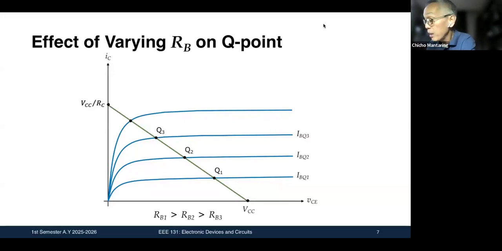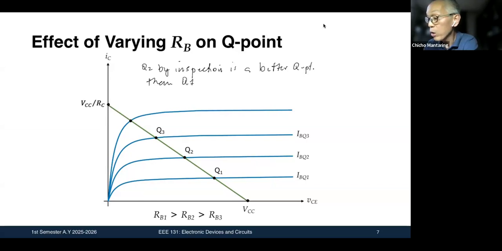So if we chose this as our quiescent IBQ, my Q point will be here. If I chose this as my quiescent IBQ, my Q point will be here. About this, my Q point will be here. So obviously, this is a better Q point than this or this. So Q2, by inspection, is a better Q point than Q1 or Q3.